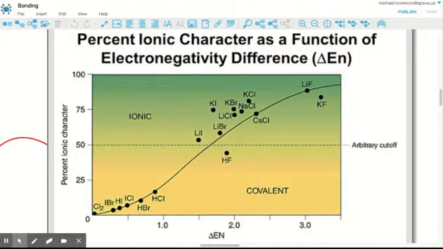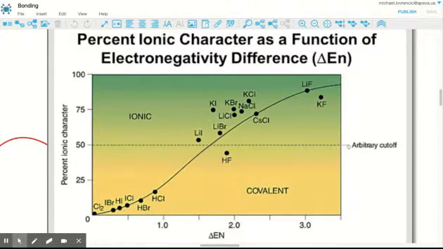You can also take that difference and make it into a percent, and you get percent ionic character. This graph is looking at the relationship between percent ionic character and electronegativity difference. What you see here is that for substances with a very large difference in electronegativities, you tend to get ionic bonds. And when the difference in electronegativities is smaller, that's when you get covalent bonds.